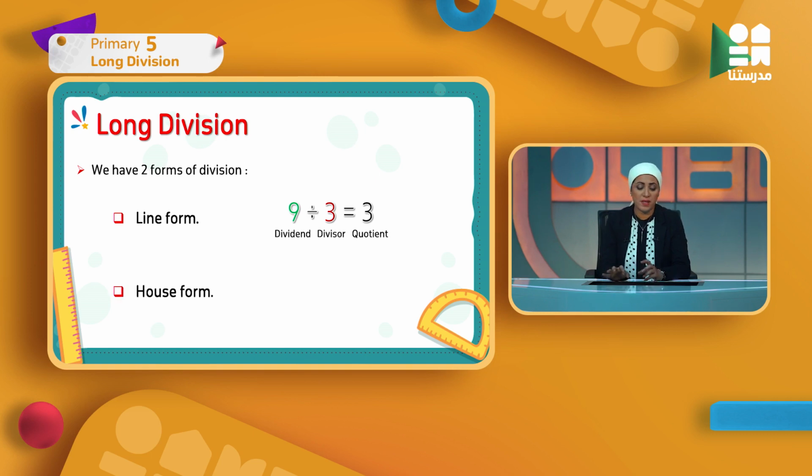The second form that we have is the house form. Why do we call it a house form? Because we put these terms in the shape of a house. As shown in the example in front of you, the divisor, which is the 3, is the number in red outside, because this is the number that I am going to divide by. And then the 9, which lives inside the house, is the dividend. The dividend is what we will divide by the divisor outside. And then the quotient, or the answer or the result, is the number that came out. This is the 3 in black, and it is located on top, outside on top.